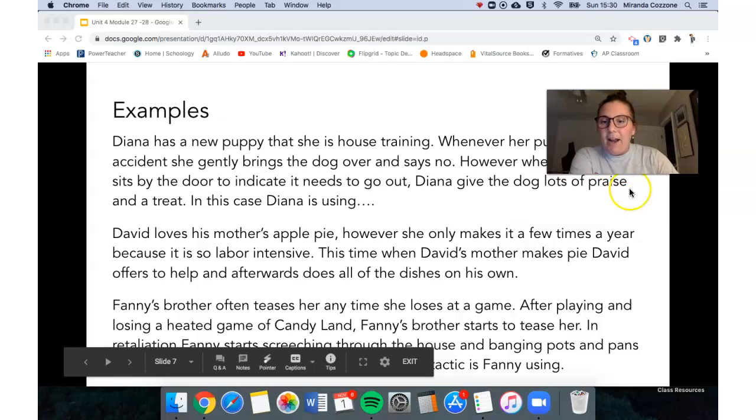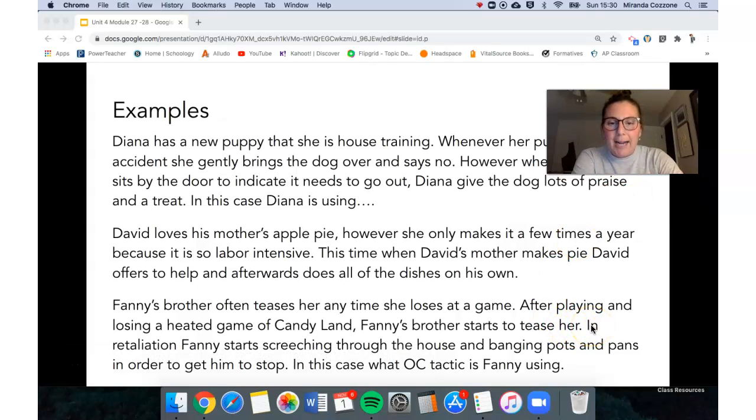All right, Fanny's brother often teases her anytime she loses at a game. After playing and losing a heated game of Candyland, Fanny's brother starts to tease her. In retaliation, Fanny starts screeching through the house and banging pots and pans in order to get him to stop. In this case, what operant conditioning tactic is Fanny using?